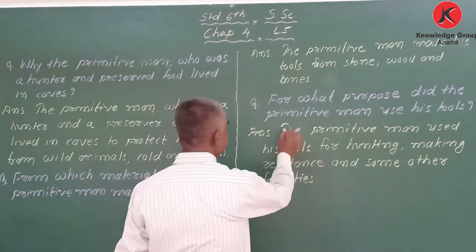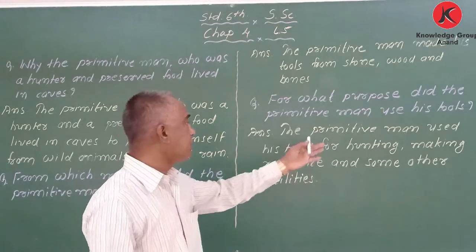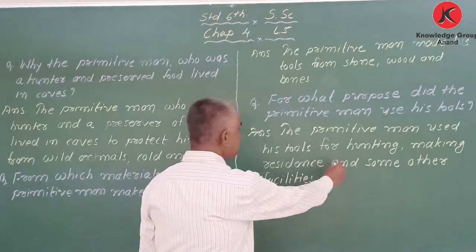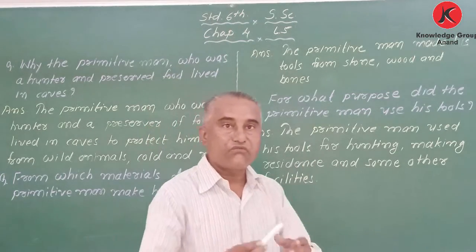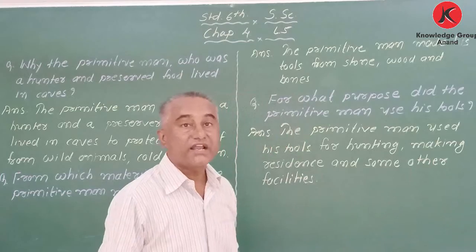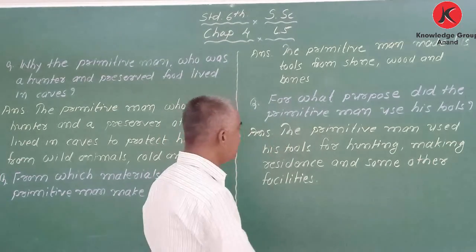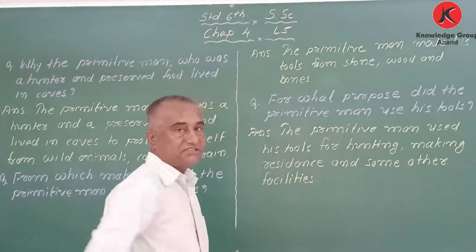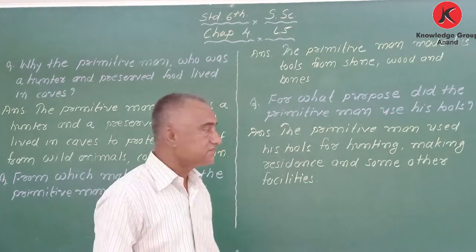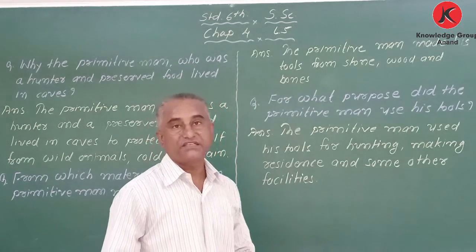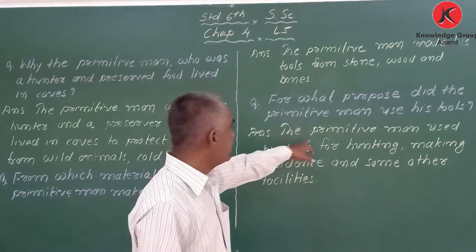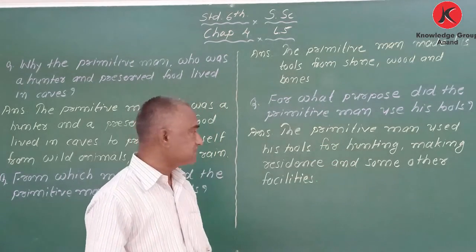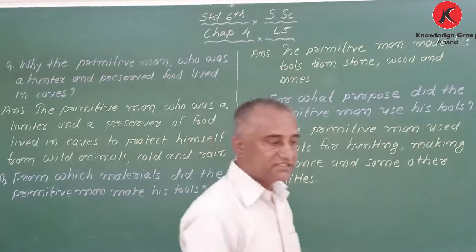Okay, the answer is: the primitive man used his tools for hunting. Hunting means shikar karvo. Second thing, making residence and some other facilities. Got it? Once again, the primitive man used his tools for hunting, making residence and some other facilities.